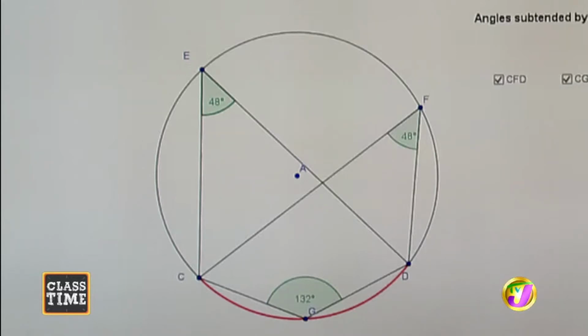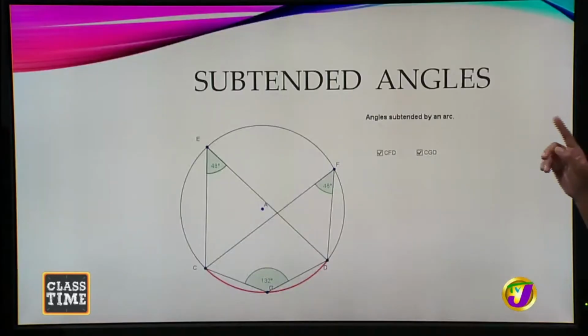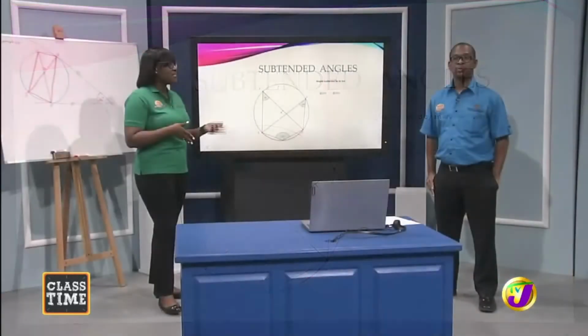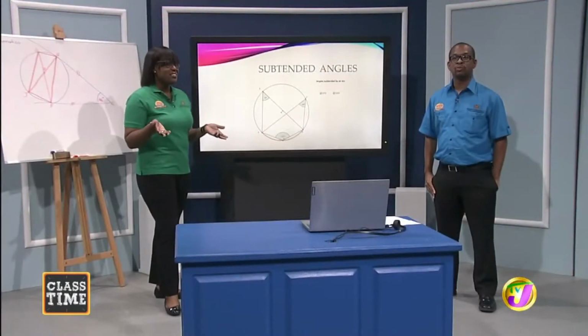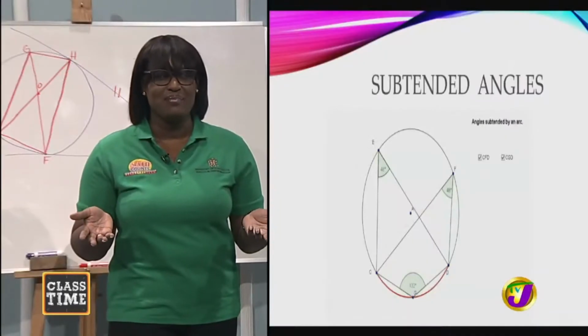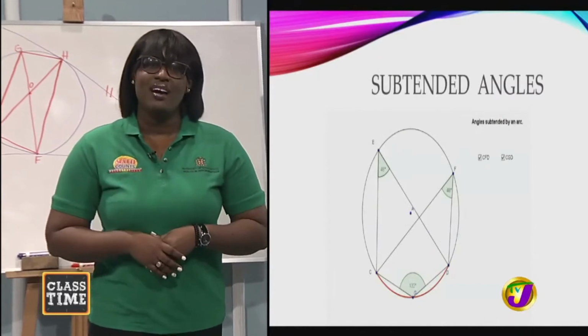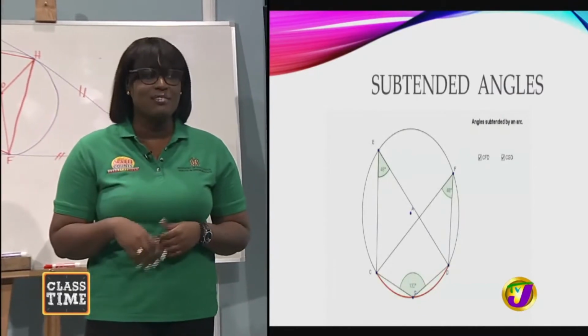So the most important thing is that they're in the same segment and subtended by the same arc. All right, so in the same segment, subtended by the same arc, the values are the same. The angular measures are the same. That's what you're telling me, right, Mr. Brown? Yes. All right, guys, so I hope you took notes of that, right?